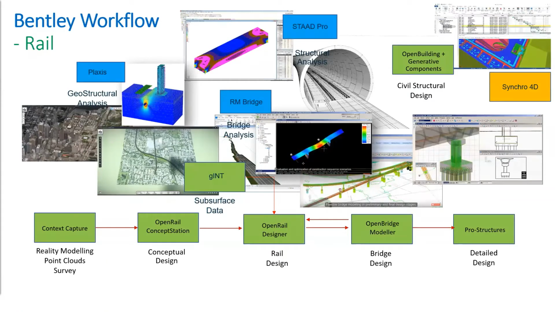For the structural and geotechnical part, you have PLAXIS to do all your slope and embankment analysis. The 3D model you build from OpenBridge Modeler can be sent directly into RM Bridge, and this process is interoperable, and then you run your structural analysis from there. Of course, you probably have some retaining walls along the railway network, and you can just use STAAD.Pro and use the 3D data from whichever 3D modeling software we have to run your structural analysis.